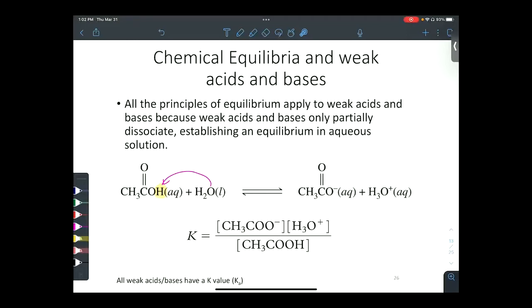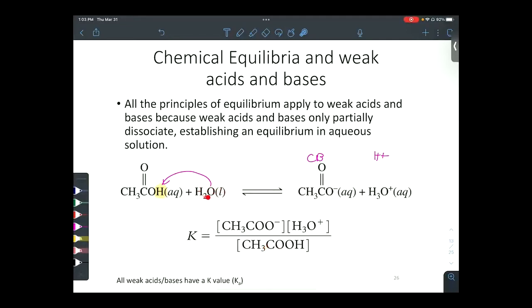Since this is a chemical equilibrium, we can also write a K expression for this. Remember how we write K expressions. We take anything that has a concentration and we put products over reactants. So we take the products. In this case, it's the concentration of the conjugate base right here. So that's our conjugate base. And then here is the H+ that's given off from our acid. Those go on the top. And then our original neutral acid goes on the bottom, whatever that concentration is.